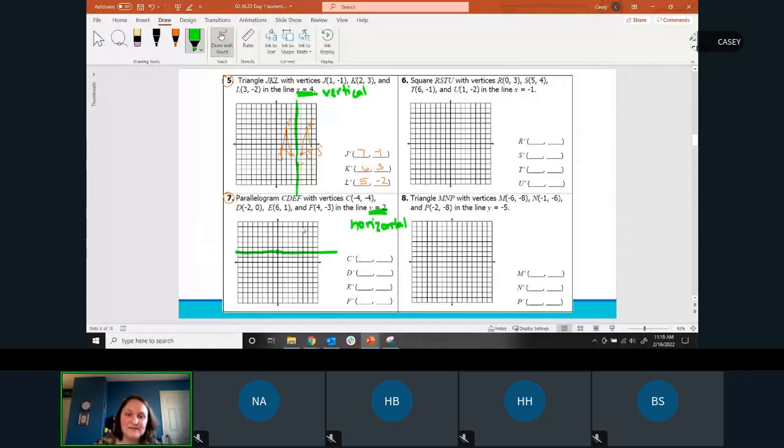Graph your points, count how many blocks away from that green line it is, and then find its reflection on the other side. And then you'll write the coordinates of those points. Very good, Haley, you're right. Navira, you're right.